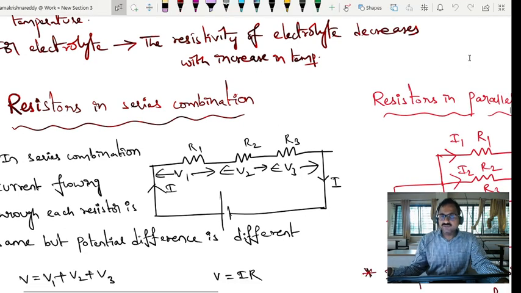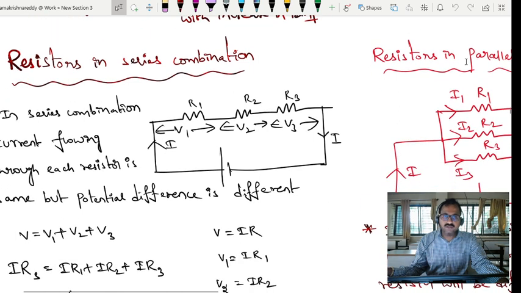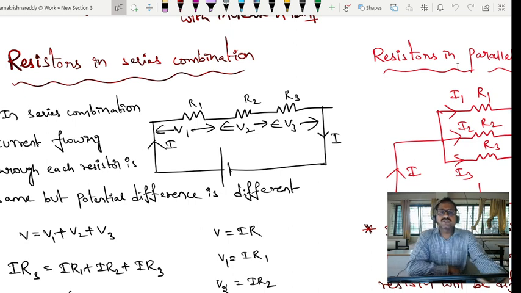So now we are observing the resistors and previously completed variation of resistor with the temperature. Now we are coming to the resistors in series combination. I am just revising that, and this is the notes of that. So, resistors in series combination. You already know that in series combination, the current flowing through each resistor is the same but the potential difference is different.